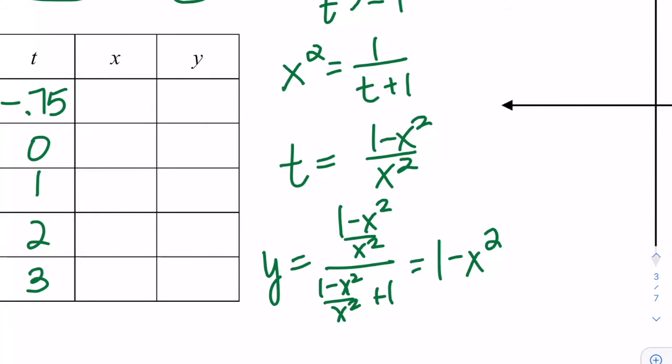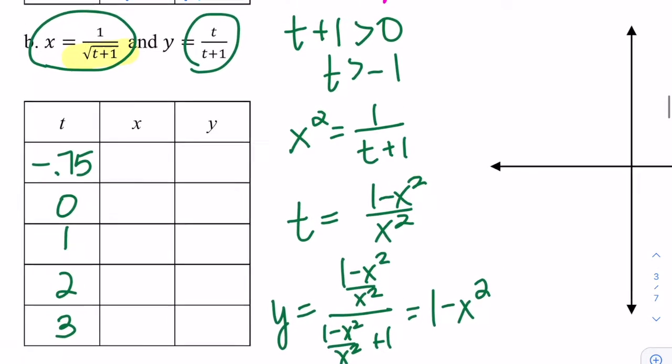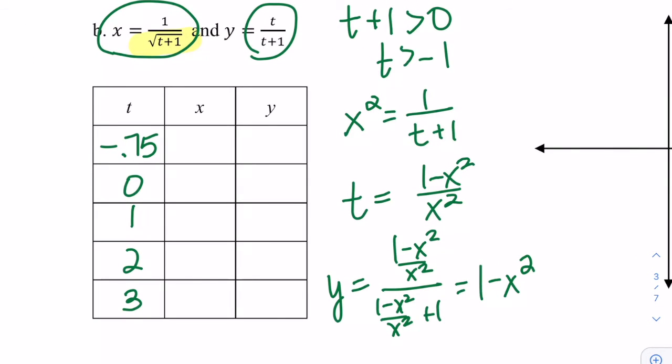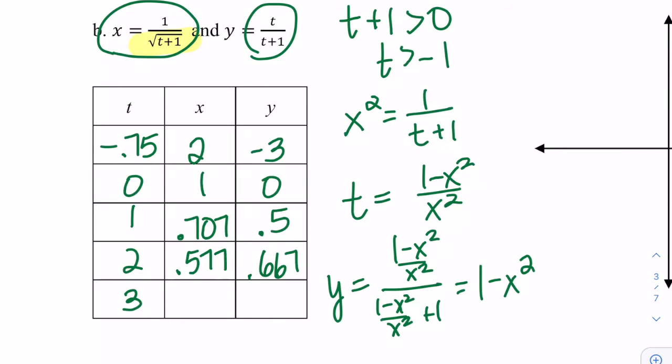So let's graph it. Let's plug these points in. For -0.75 we'll get 2 and -3. For 0 we'll get 1, 0. For 1, 0.707 and 0.5. For 2 we'll get 0.577 and 0.667 for y. And for 3 we'll get 0.5 and 0.75.